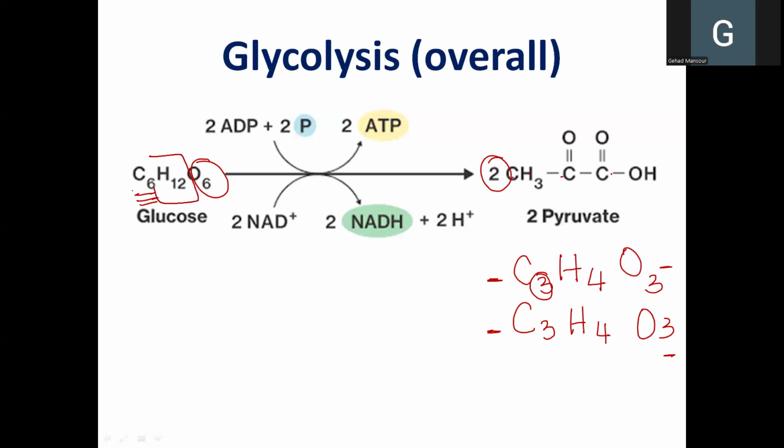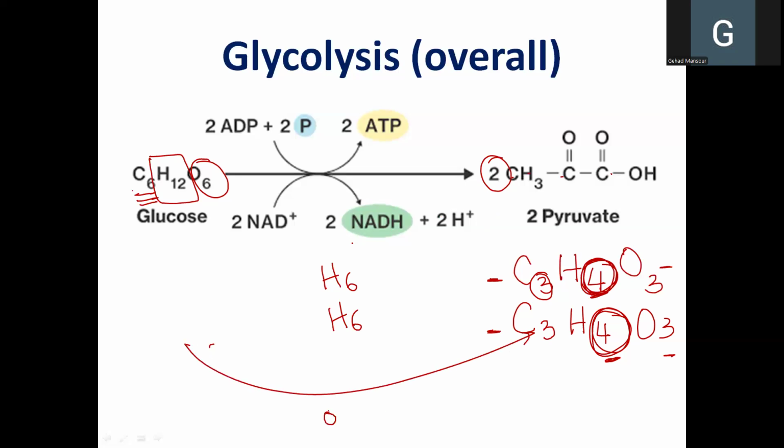But if you divide the hydrogen atoms into 2 to get the 2 molecules of pyruvic acid, you are supposed to get H6 and H6, but you only have H4 and H4. So here you have 2 less hydrogen atoms, and here you have 2 less hydrogen atoms. So you have lost 4 hydrogen atoms from glucose, and therefore the overall process of conversion of glucose into pyruvate is oxidation, because we have lost 4 hydrogen atoms, 2 and 2.